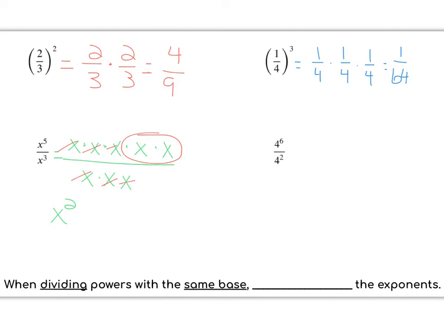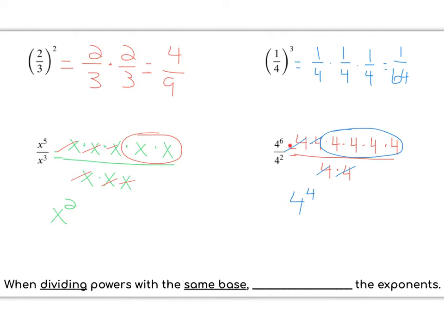Now, let's do this one with 4s. 4 to the 6th power is 4 times itself 1, 2, 3, 4, 5, 6 times. And 4 squared is 4 times itself twice, okay? Now, every 4 over 4 equals 1. So that cancels and becomes 1. That cancels and becomes 1. How many 4s am I left with? 4 of them, so this is 4 to the 4th.